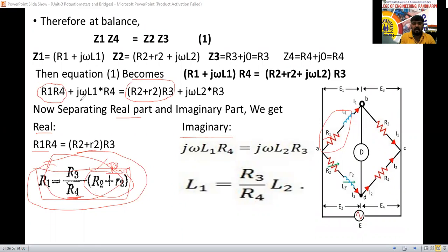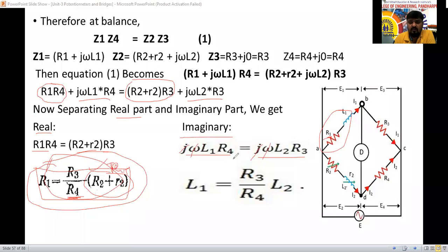J omega L1 R4 equals J omega L2 R2, L2 R3 here. Which term will get cancelled here, you tell me. Here also J is there, here also J is there. Can I cancel J? Both will get cancelled. J will cancel here and here also. Omega, here also omega is there, here also omega is there. Again, omega will cancel.